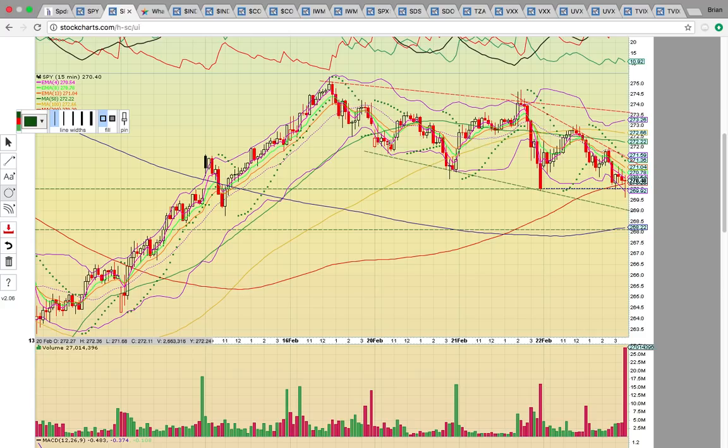This is what we have now: volatility, ups and downs. This is the new market. This is the old market. I think we're going to get more of this kind of action. And right now, this is a downtrend.